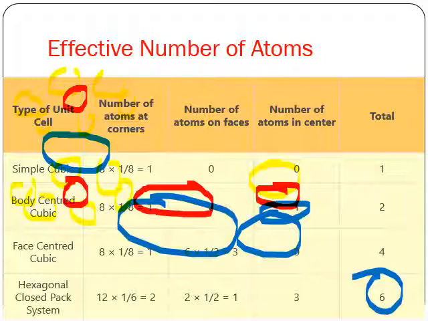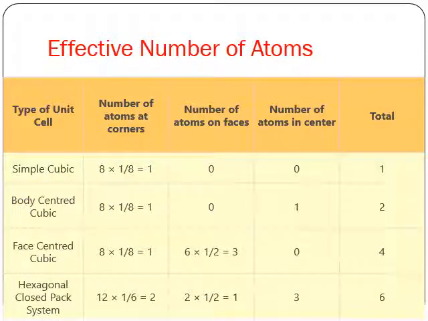Just to have a look: 2 face atoms, one at the top and one at the bottom, are shared by 2 unit cells. And 6 plus 6, that is 12 atoms, are shared by 6 unit cells, which gives 2 atoms. And 3 atoms at the center are independent, that is nothing but 3. So 2 plus 1 plus 3 will be equal to 6. That's how exactly we calculate the effective number of atoms in a unit cell.